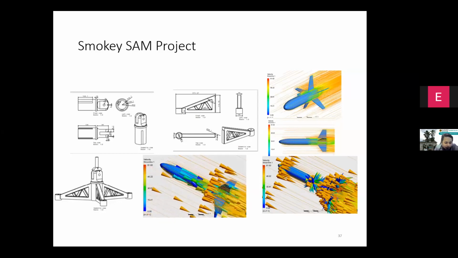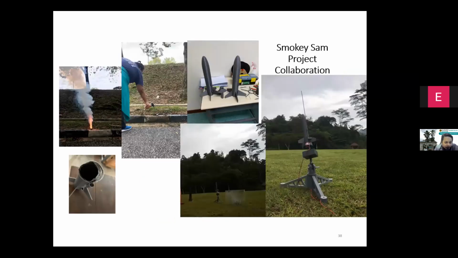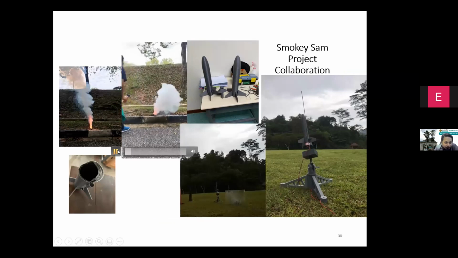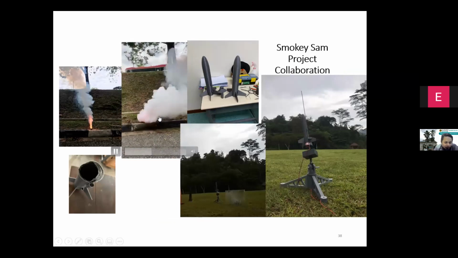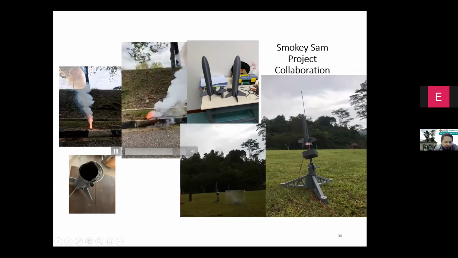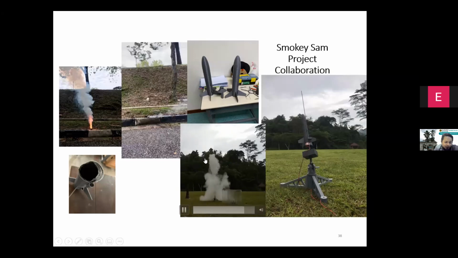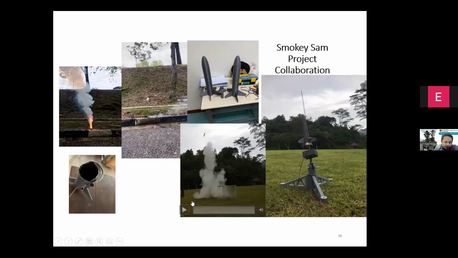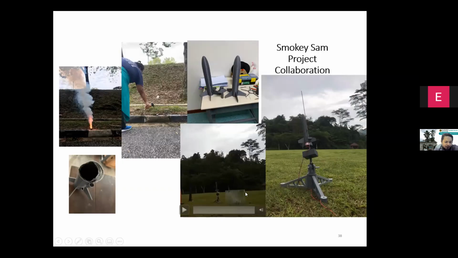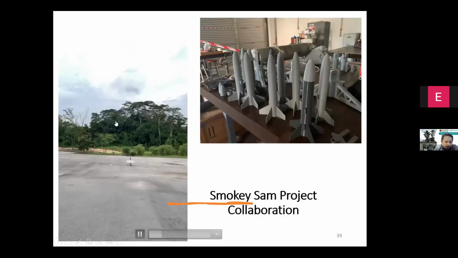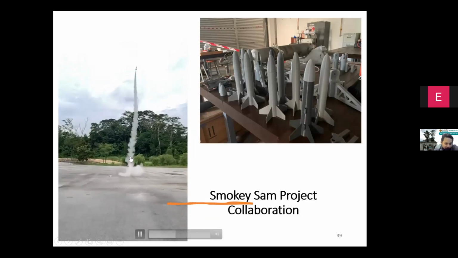So we have our CFD simulation, and if you can see here, we did a lot of tests for the smoke. We want to create a lot of smoke. We tried to mix a lot of materials, to have a good combination of materials. And this test, I think, is a failed one. Yeah, this one is a failed one. We did a lot of tests as well. This one blew up, exploded before going up. So it's actually quite a dangerous one. And then, after we did a lot of tests, this one is the accomplished one.